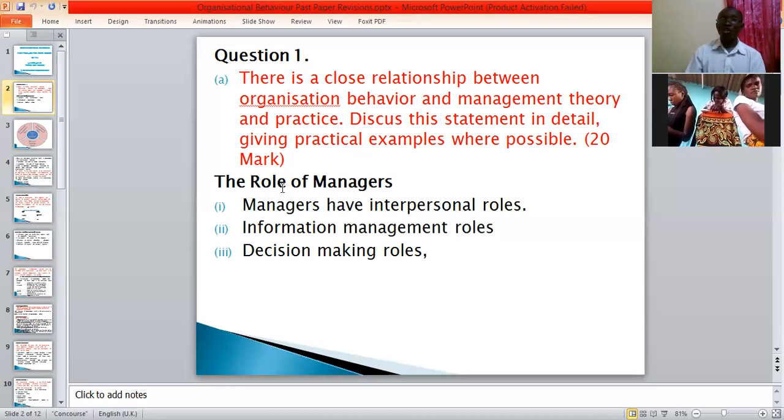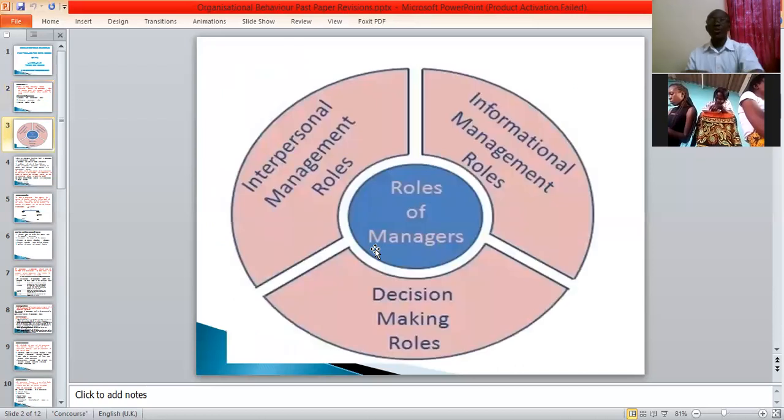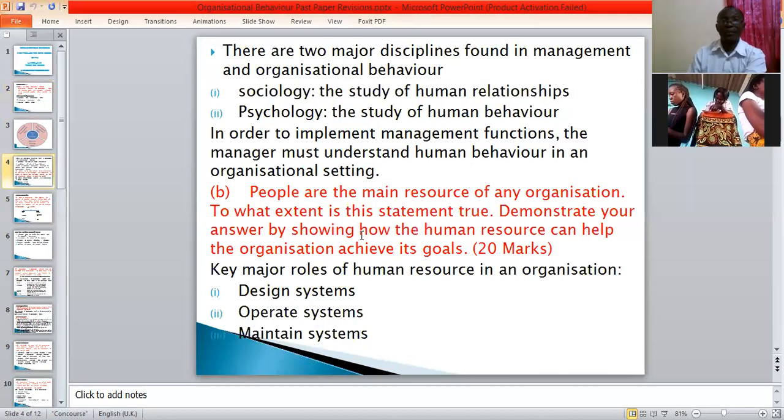So you look at the roles of manager. You are looking at interpersonal roles, information management roles, and the decision-making roles. These three roles of manager, they are bordering on a human being or the employee. So you need to understand the behavior of an employee in an organization so that as you do the functions of management, you will know how they'll fit in, having understood the behavior of the employee. That's how you discuss the relationship.